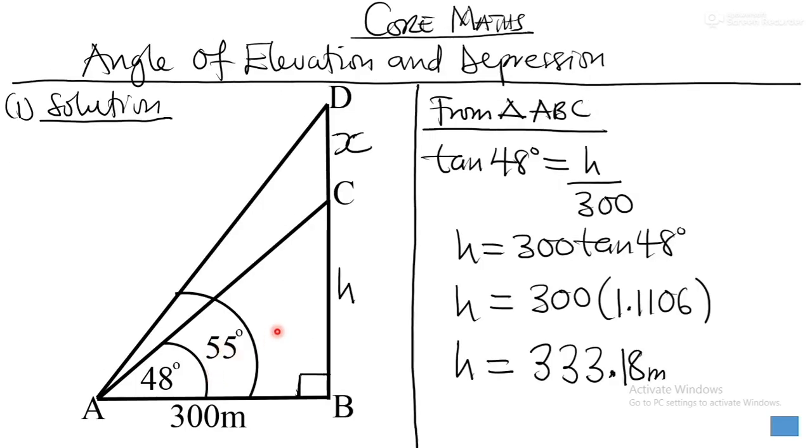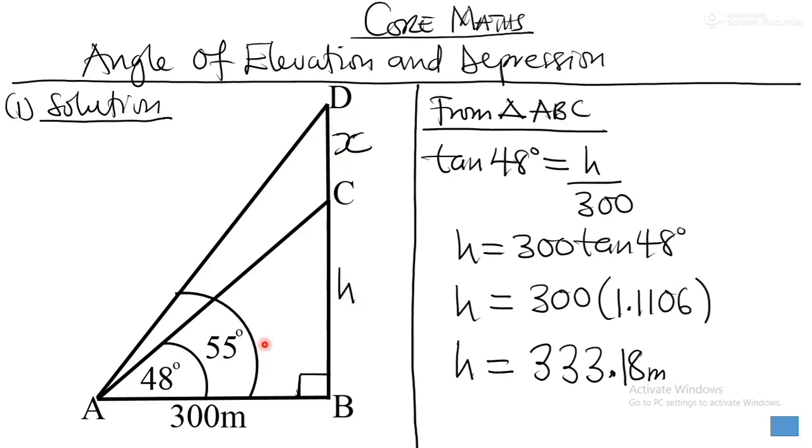So this is the diagram. BC is the height of the cliff and CD is the height of the pillar. We're told that the distance from the boat to the foot of the cliff is 300 meters, and the angles of elevation of the bottom and top of the pillar are 48 degrees and 55 degrees. For simplicity's sake, we use H to represent the height of the cliff and X to represent the height of the pillar.